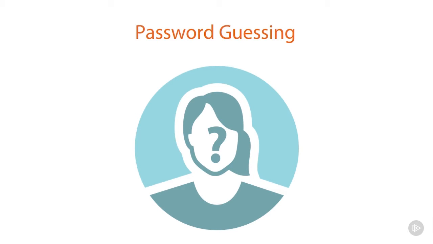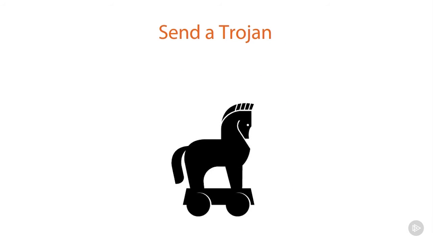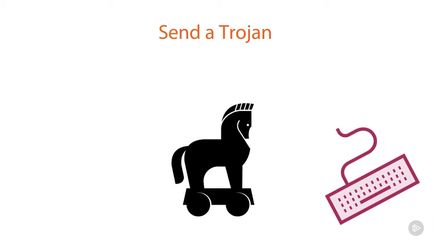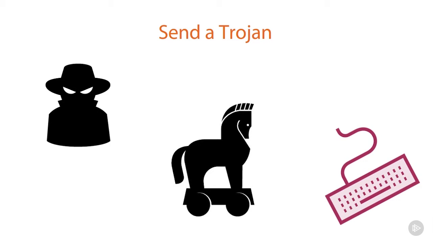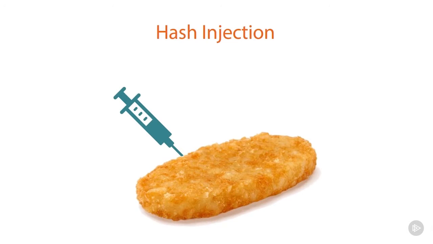Now, if password guessing doesn't work, we're going to get extremely active. We'll start by trying to first send a Trojan to see if we can load up possibly a keylogger program or even maybe a piece of spyware that will help me to determine what the password is. I might also be able to do something called hash injection, where I can take a compromised hashed password and inject it into a local session and use that hash to basically validate my access to the resource. We often refer to this as passing the hash.